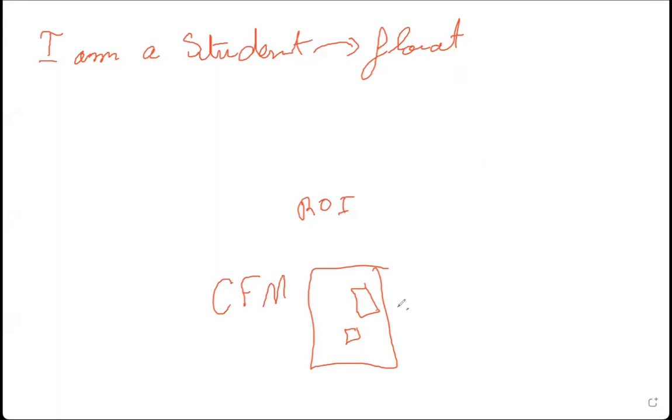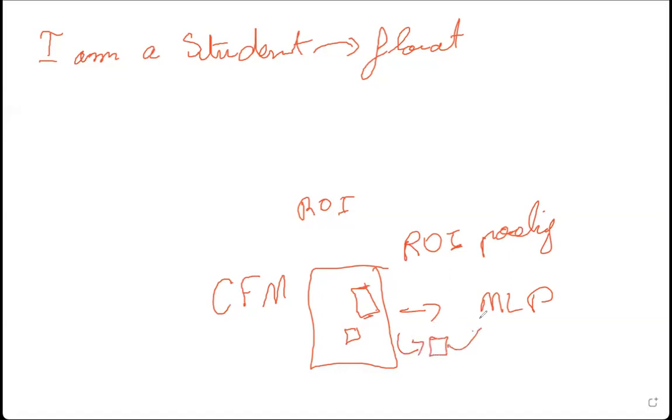And before we send them through the multi-layer perceptron, we were doing something first. We were doing something called ROI pooling. What ROI pooling does is it converts all of these different rectangles of different shapes into the same size, and then it sends them through the multi-layer perceptron.